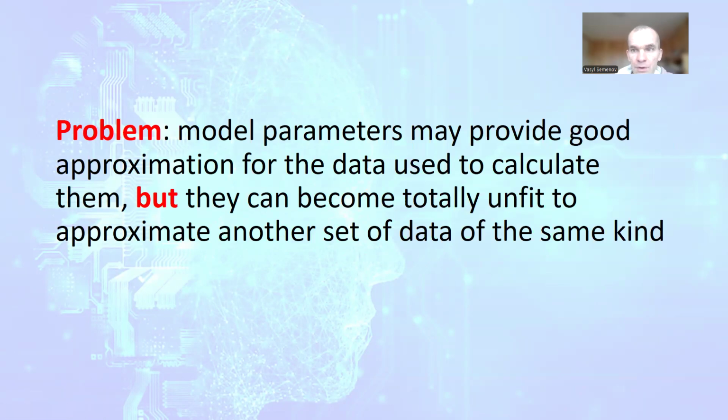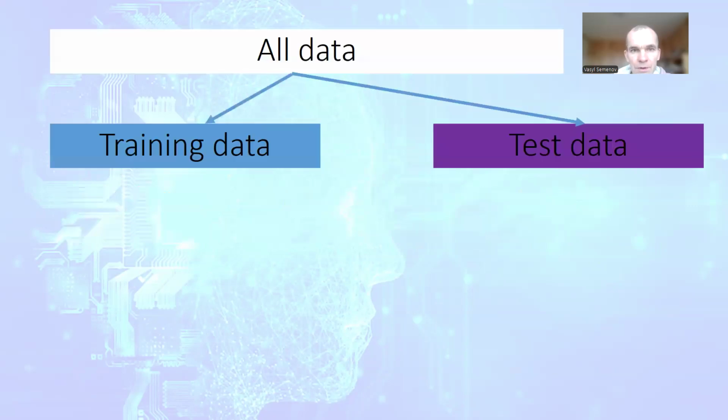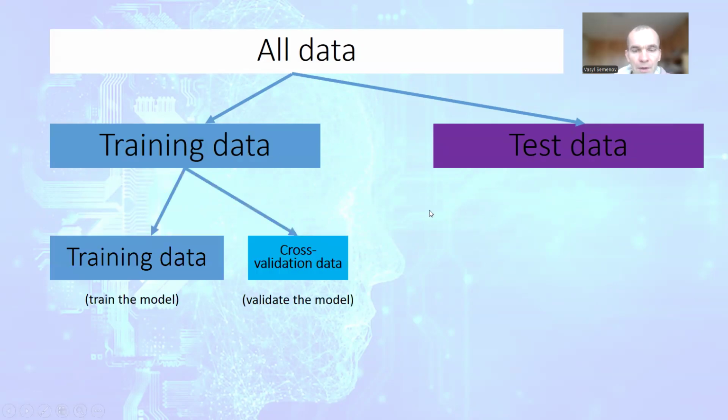Yes, because we can achieve a very good result on some part of the training data, but it will not work at all; it would be totally unfit on another set of data of the same kind. So that is why, again, we're dividing the data into training and test parts. In a more general case, about which we talk in another video about validation, we subdivide the training data further into training data themselves and cross-validation data. But here we just consider a smaller example of training data and test data.